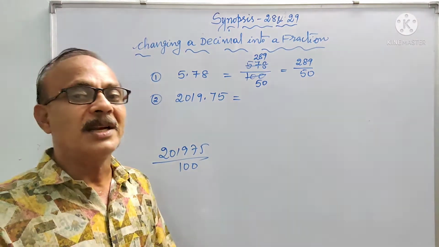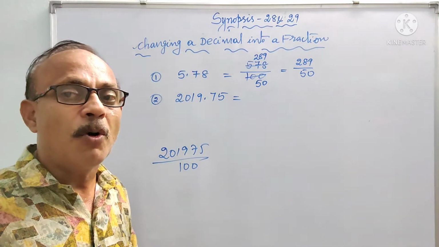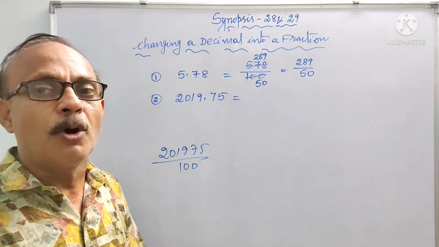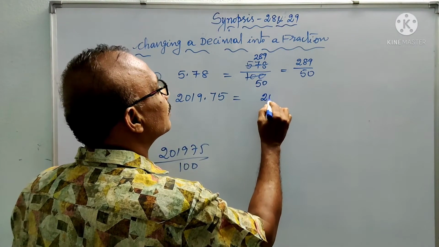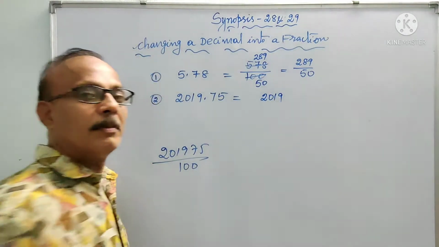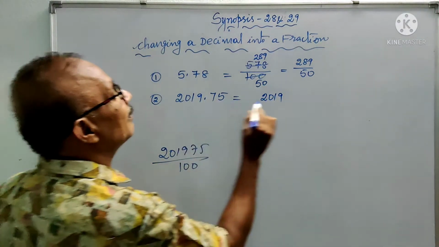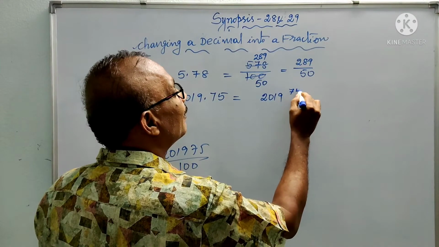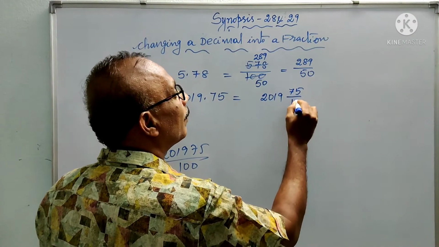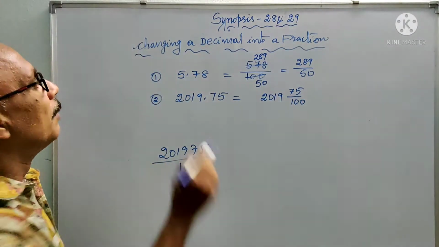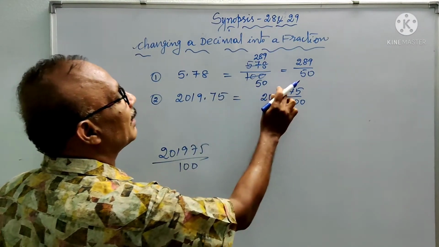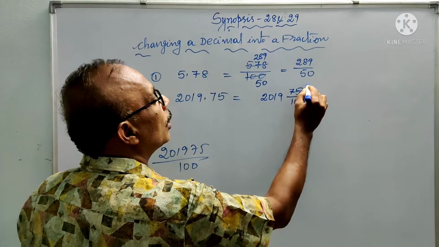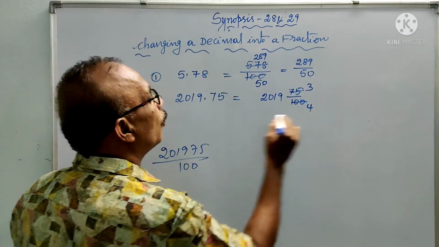So to avoid that, what you have to do is keep the whole part intact. Don't touch the whole part. That is, write 2019 as it is. And now 0.75 can be written as 75 by 100 as a fraction, because there are 2 digits after the point. So we removed the point, and after 1 we put 2 zeros. Now 25 table: 3 times, 4 times.